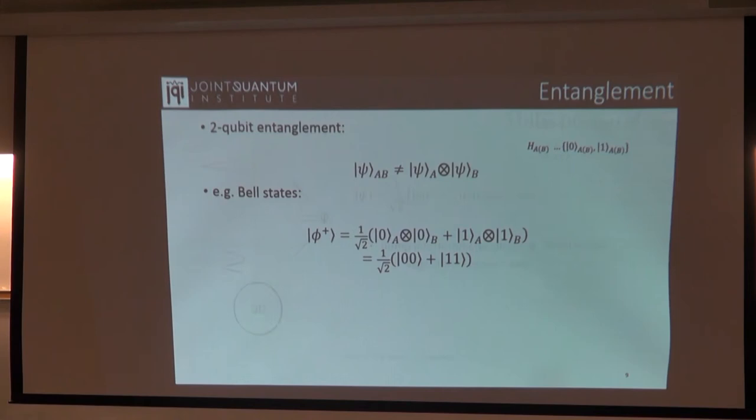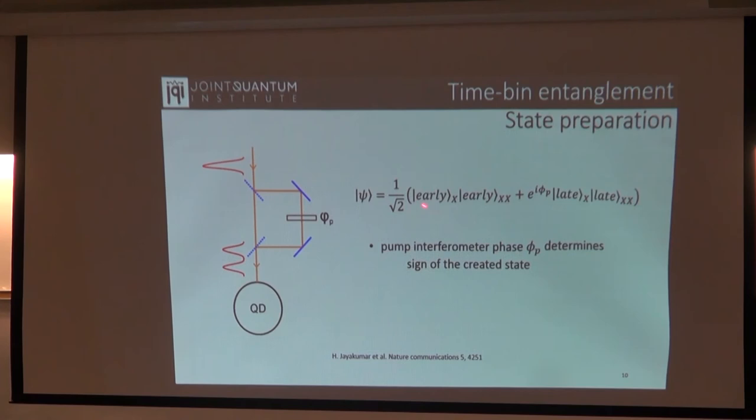For example, it could be time bin. So if I write the state down again, this is a phi plus state, or depending on phase, also a phi minus state, I have 0,0 plus 1,1. I just called it early plus late here. And this state is produced simply by bumping the quantum dot with such an interferometer. So we have a pulse that's coming in. It's split up into two parts. This imbalanced interferometer introduces some time delay. We get two pulses out, and we excite the quantum dot. And what we see here is that there is this phase, phi p, which we can set in the bump interferometer with a phase plate. And this determines the sign of the created state. So if now my excitation process is not coherent, if I just flood the system with electrons, this will be random. So if this is random, I'm never going to measure entanglement. That's why this resonant excitation was important.